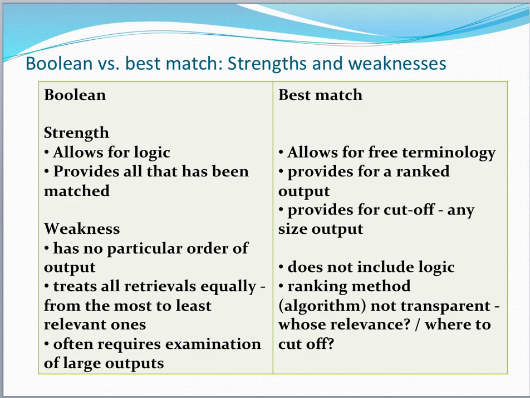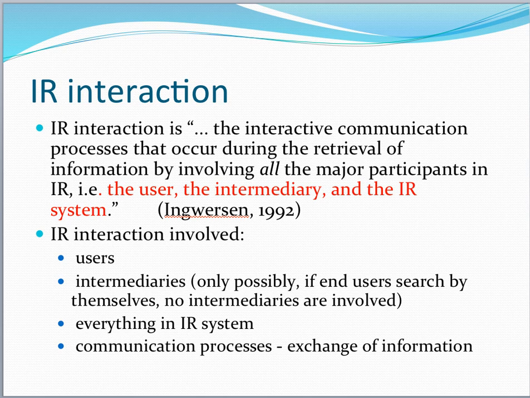Now, interaction is the interactive communication process that occurs during the retrieval of information, involving all the major participants in IR. For example, the user, the intermediary, and the IR system. Information retrieval interaction involves users, intermediaries, which is only possible if end users don't search by themselves, but if we're helping an information seeker, then yes, and everything in the IR system, and there is an exchange of communication.